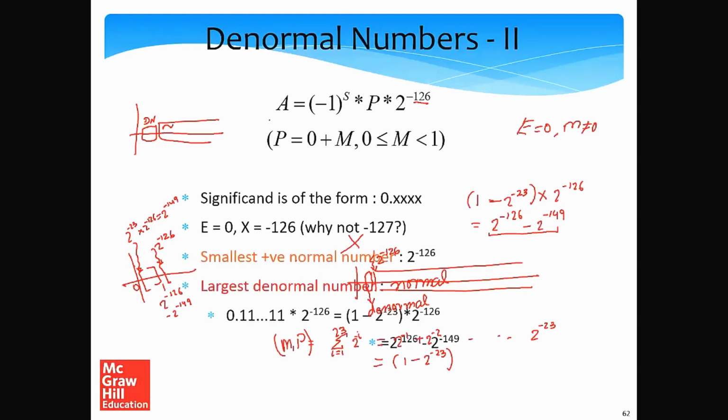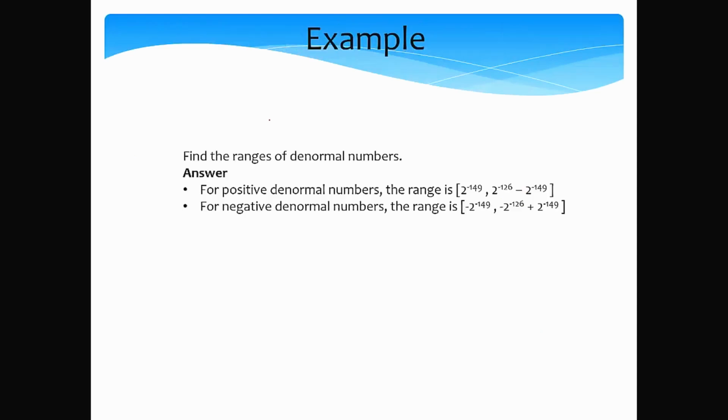We had pretty much the same thing in the slides, but I have overwritten them. Here, in the example, are the ranges of denormal numbers which we just found out. The positive denormal numbers start from 2 to the power minus 149 to 2 to the power minus 126 minus 2 to the power minus 149. And the normal numbers then start from 2 to the power minus 126. Similarly, for negative denormal numbers, the range is minus 2 to the power minus 149 to the same thing, albeit with a sign reversal.